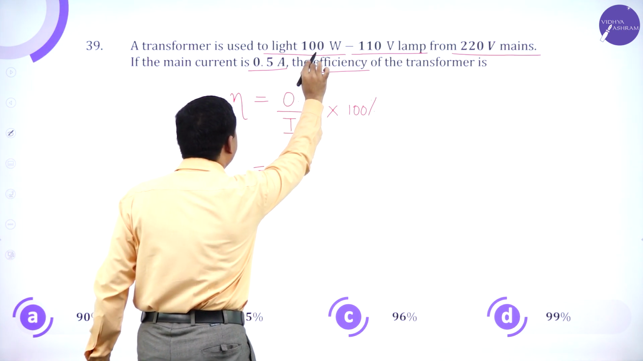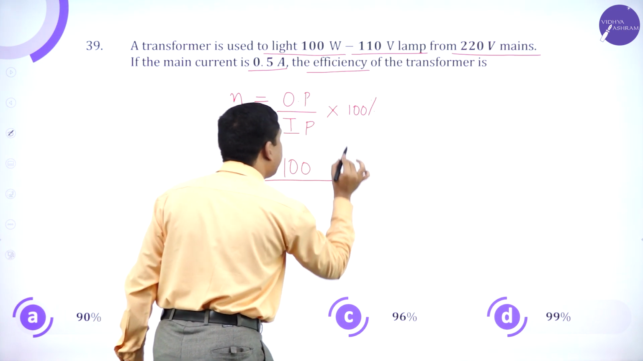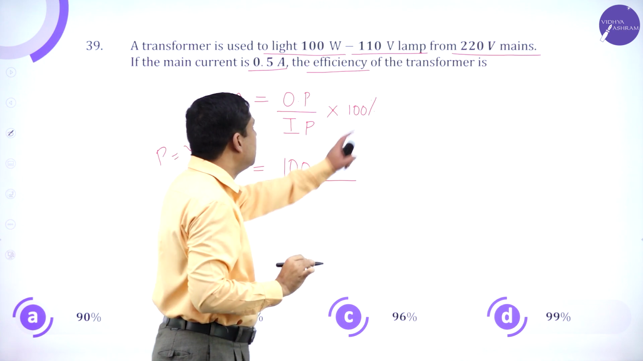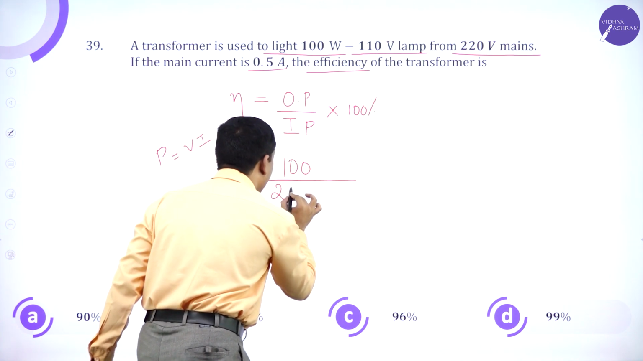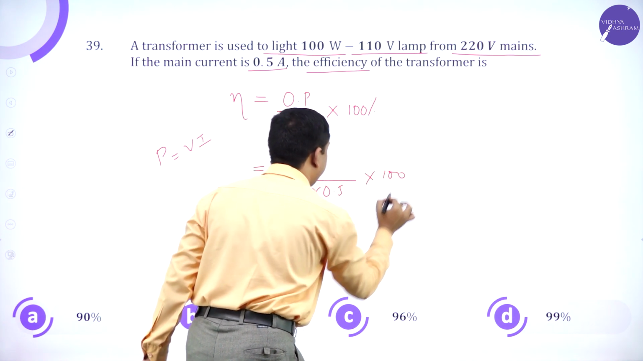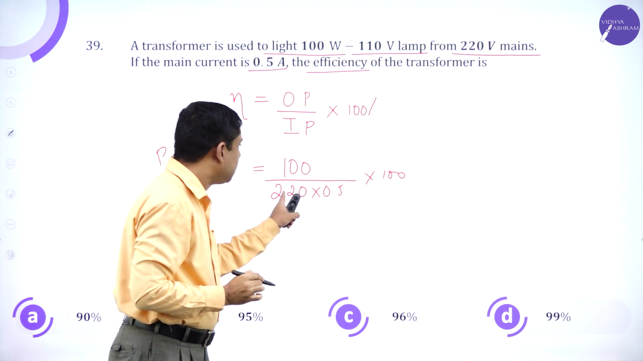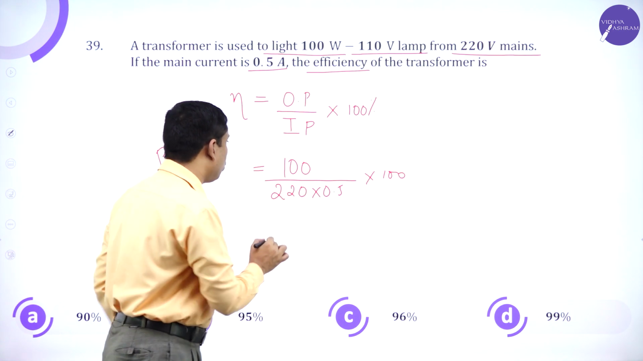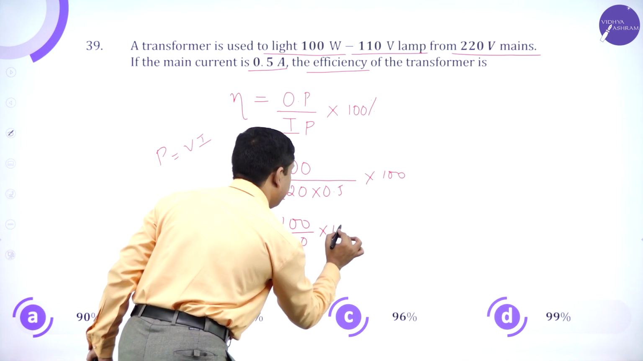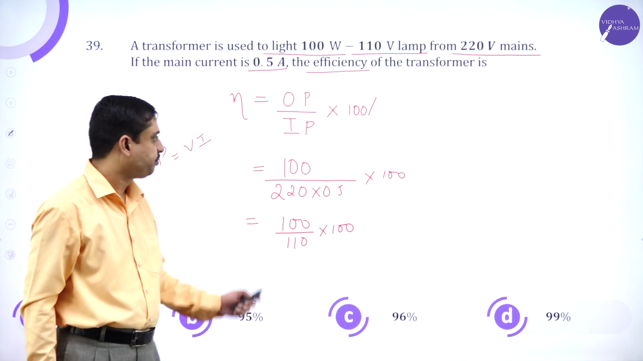What is the output power? You are writing 100 watt divided by input power. See, power is V into I. So here it is 220 volt into 0.5, into 100. This 0.5 is half. This is half divided by 220, nearly 110 into 100. So nearly 90% should be the answer.